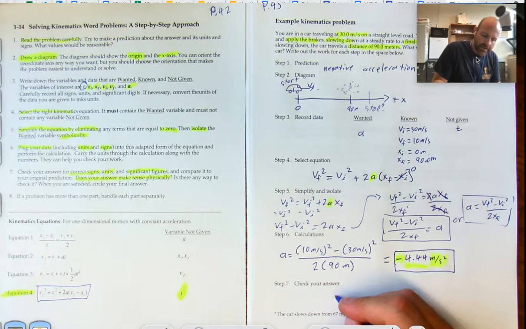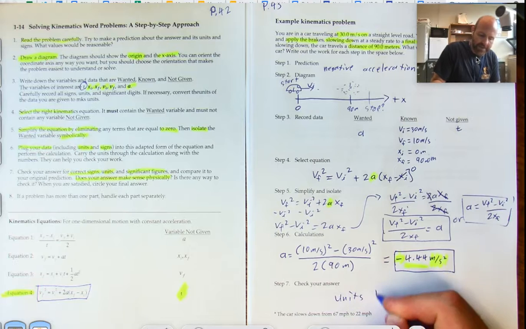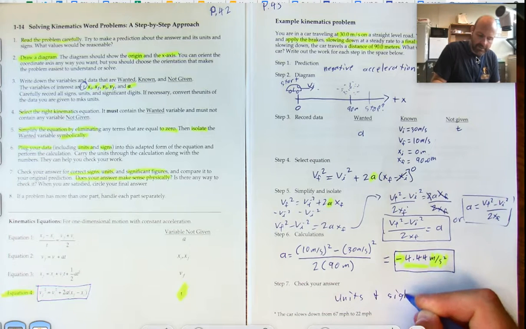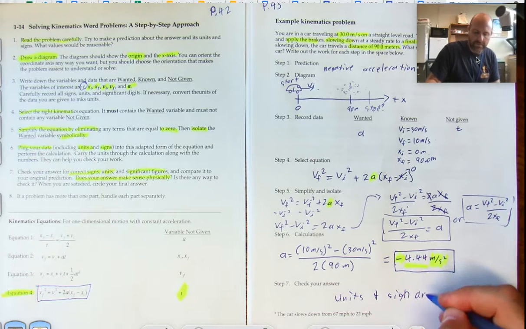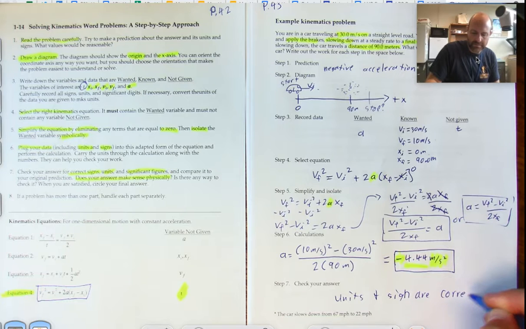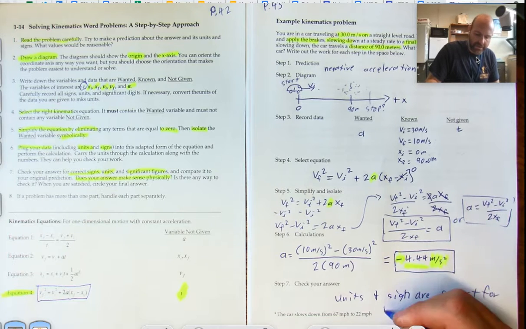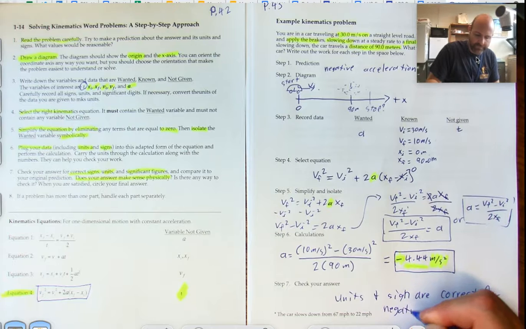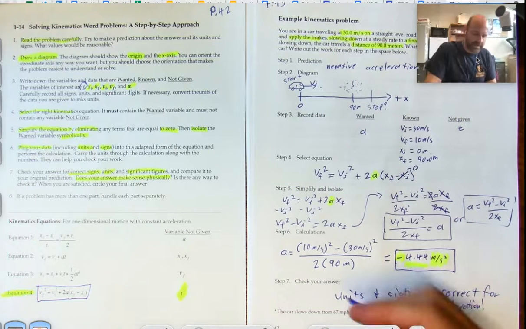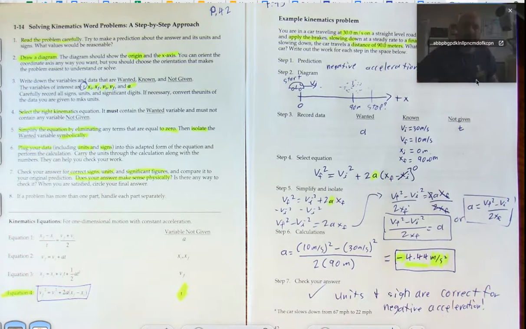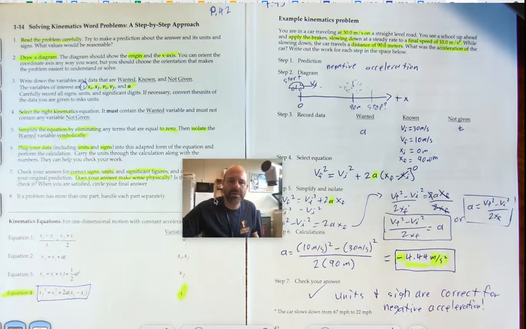And so I would say units and sign are correct for negative acceleration. Yay. So that's a check. It works out. So that's an example of how to use these kinematics equations.